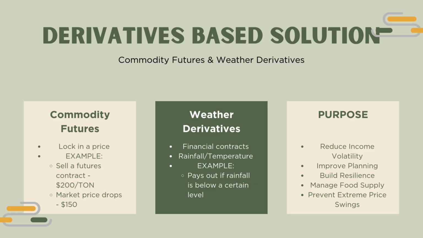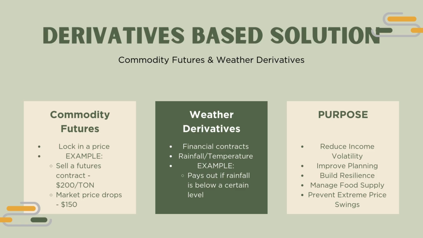This is where derivatives come in. I focused on commodity futures and weather derivatives as tools to stabilize food security. First, commodity futures. These allow farmers to lock in a price for their crops before the harvest. For example, a farmer growing wheat could sell a futures contract today at $200 per ton. Even if the market price drops to $150 when the harvest comes, the farmer still gets $200. This protects income and reduces uncertainty.